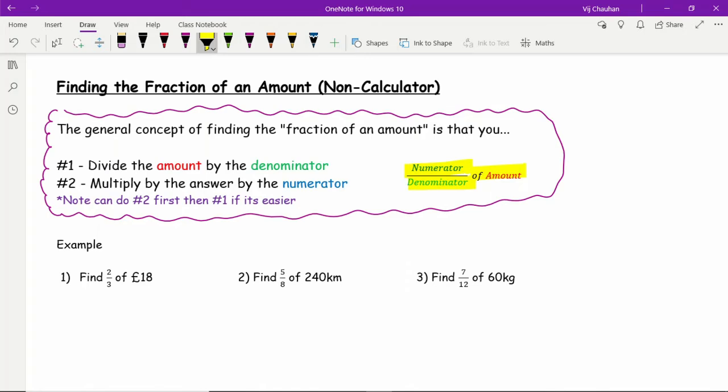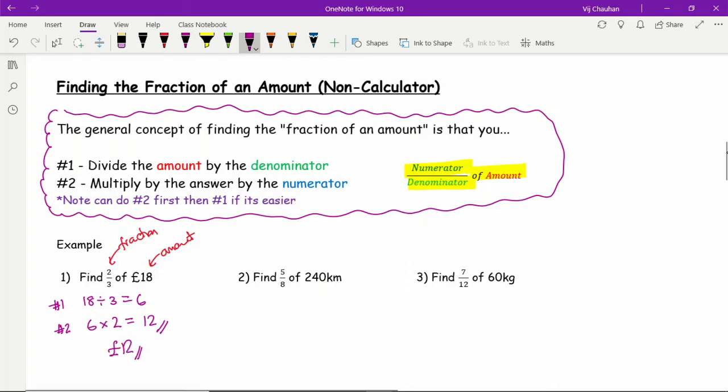So again, I've got my fraction, which is 2/3, and I've got my amount, which is £18. I'm just going to stress the obvious. There's my fraction, and this is my amount. Let me use a different colour pen. The first thing I'm going to do, if I just write #1, is 18 divided by 3, which is 6, and then #2, I'm going to multiply the answer, which is 6, by the numerator, which is 2, which gives me an answer of 12. So the answer for this is going to be £12, not forgetting the units.